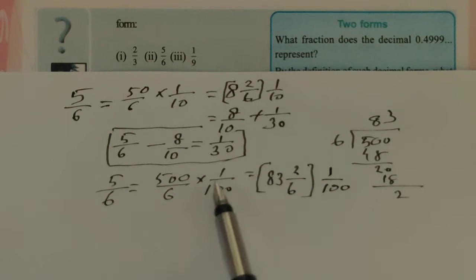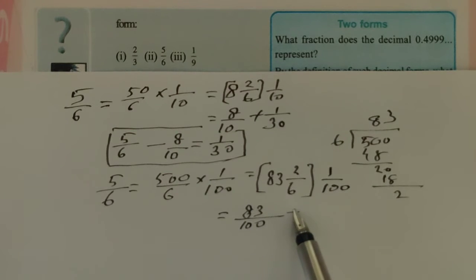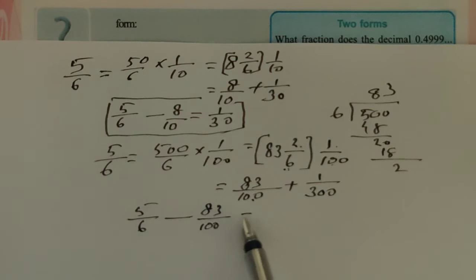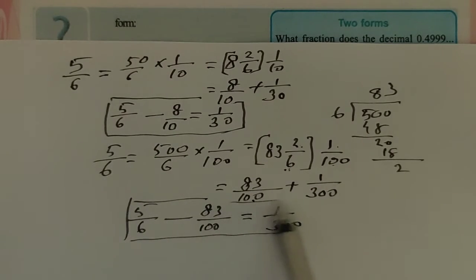1 by 100. That is equal to 83 by 100 plus 2 by 6 into 100. You get 2 and 2 by 6 is cancelled, 1 by 3. 1 by 3 into 1 by 100 is 1 by, you get what? 1 by 300. Now you can put an equation, that is 5 by 6 minus 83 by 100 is equal to 1 by 300. Another equation you can put here.